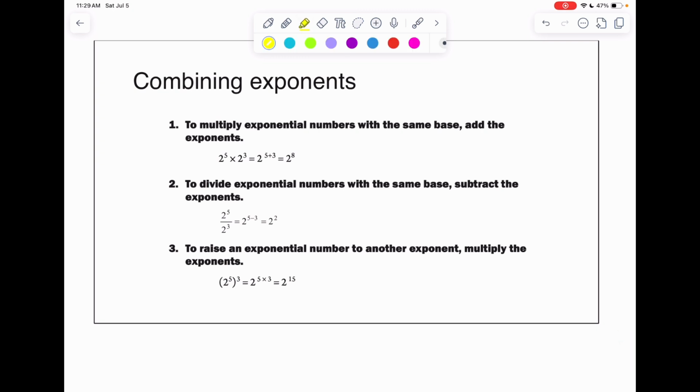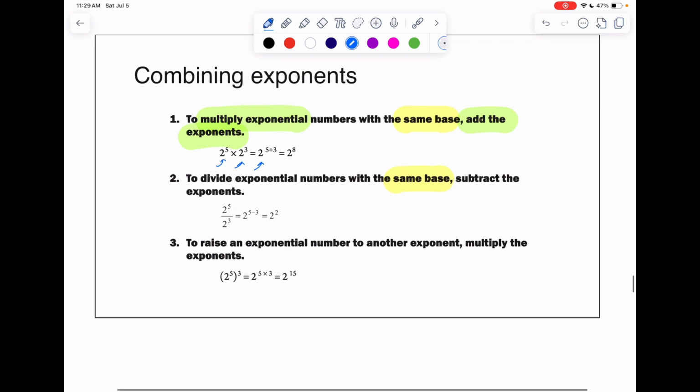So when we combine exponential numbers, we want to make sure that they have the same base. This is very important, and I'll show you why in a second. So when we multiply exponential numbers together that have the same base, we add the exponents. So if I have 2 to the 5 times 2 to the 3, it'll be 2 to the 5 plus 3, or 2 to the 8.